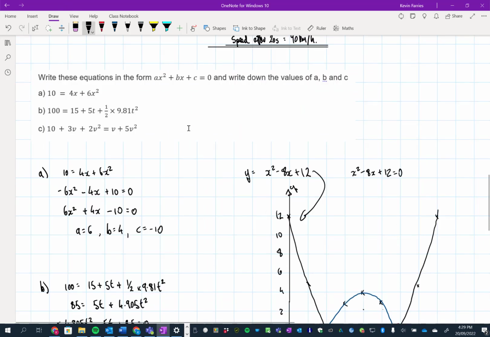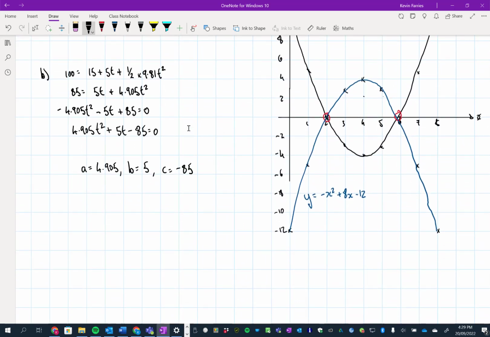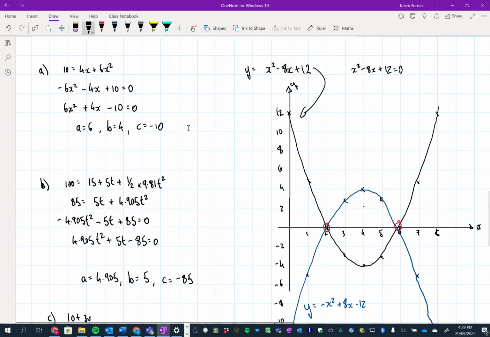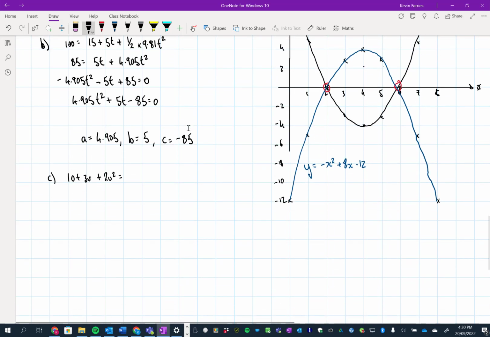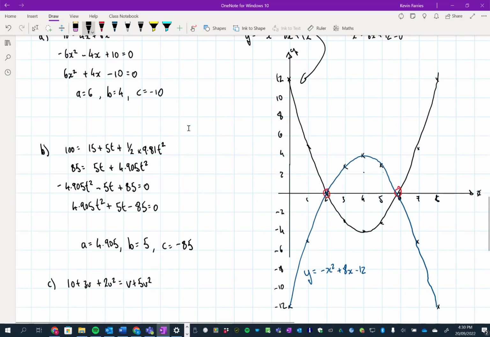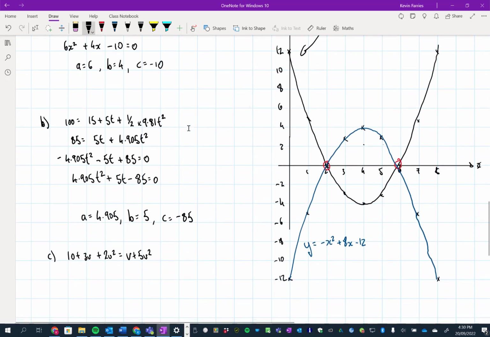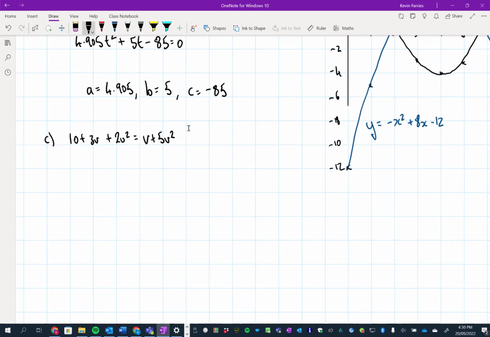This last one, so we've got 10 plus 3v plus 2v squared. It keeps going on this time. So c, we've got 10 plus 3v plus 2v squared is equal to v plus 5v squared. So this time, what we're going to do is take everything over to one side.